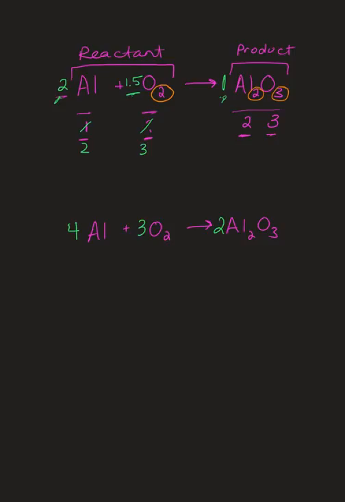Let's check what we have on both sides and see if this equation is balanced, if we have an equal amount of atoms on this side as we do on the product side. Okay, so aluminum on both sides. On this side, I have 4 aluminums, and on this side, I have 2 times 2 aluminums, 4 on the product side. Okay, so aluminum checks out. Let's check our oxygen. On the reactant side, I have 3 times 2, I have 6 oxygens over here. And on the product side, I have 2 times 3. That gives me 6 oxygens over here. So this is a balanced equation.